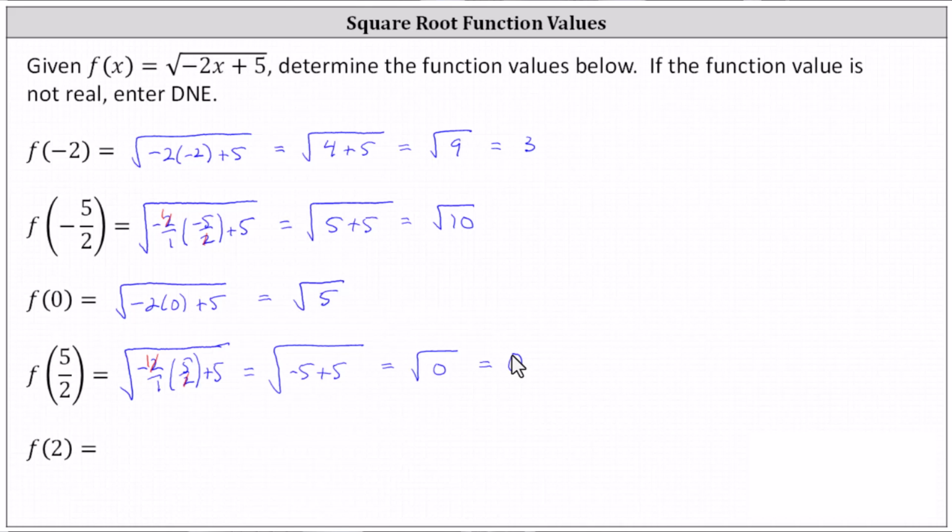And finally we have f of 2. f of 2 equals the square root of the quantity negative 2 times 2 plus 5. Negative 2 times 2 is negative 4, giving us the square root of the sum of negative 4 and 5, which equals the square root of 1, and because 1 squared equals 1, the square root of 1 is 1.